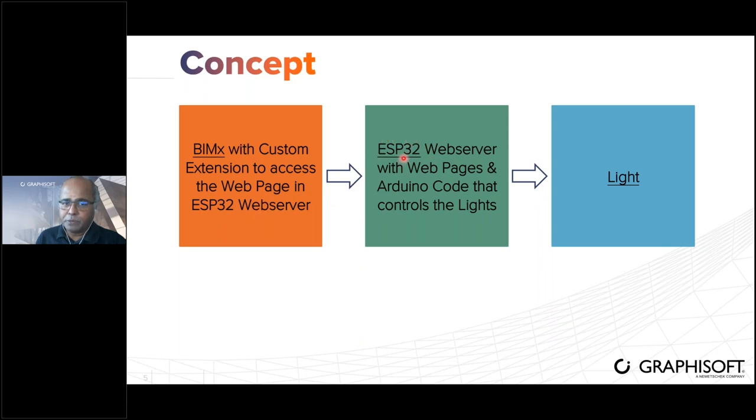So the ESP32 is able to connect to your Wi-Fi, and it is able to run a web server with web pages, right? Then you also can have Arduino code that can control the light. So basically the Arduino code is the one showing the web page and running the web server and everything. In turn, it will be controlling the light. This looks very simple, but there are a few steps. So let's go through, right?